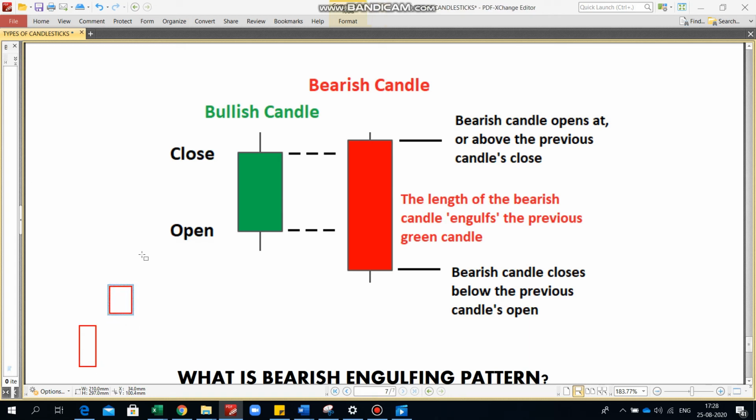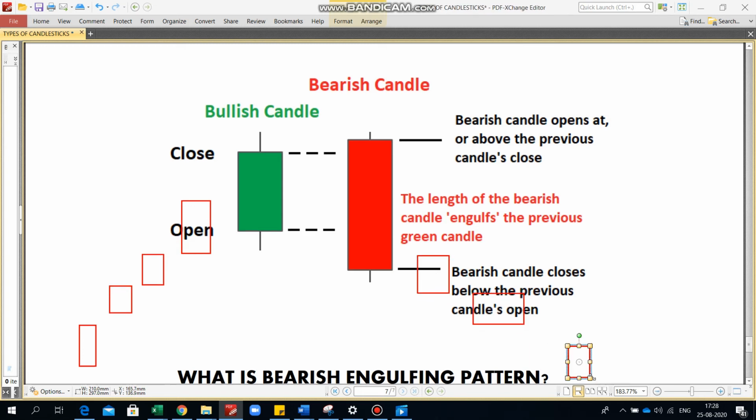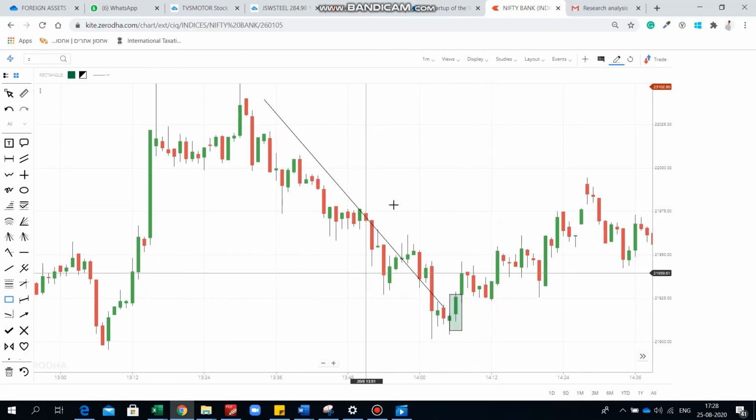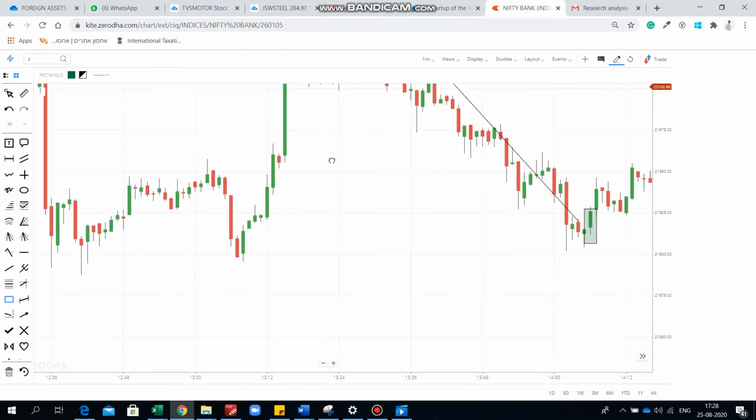Let's say these are all uptrend only, as all these are green ones, red ones. Let's assume this, and if this happens on a stock in the next time frame, and this candle is closing below this, you can take the entry right here and expect the stock to go down. I will show you in the chart. Yes, right here.